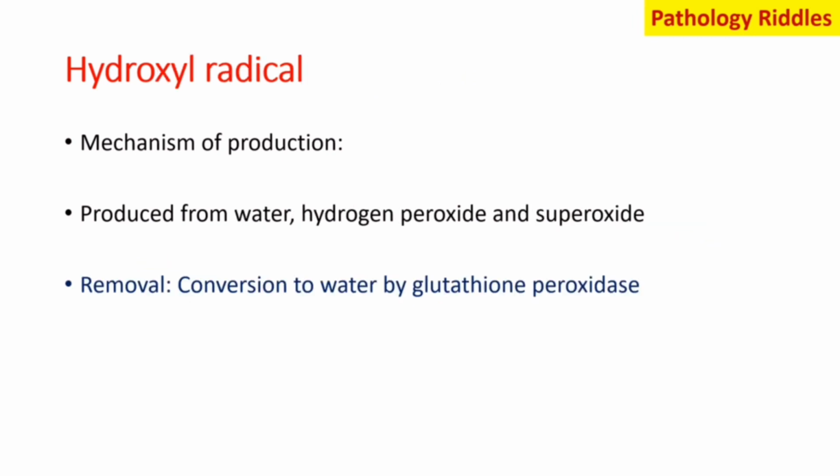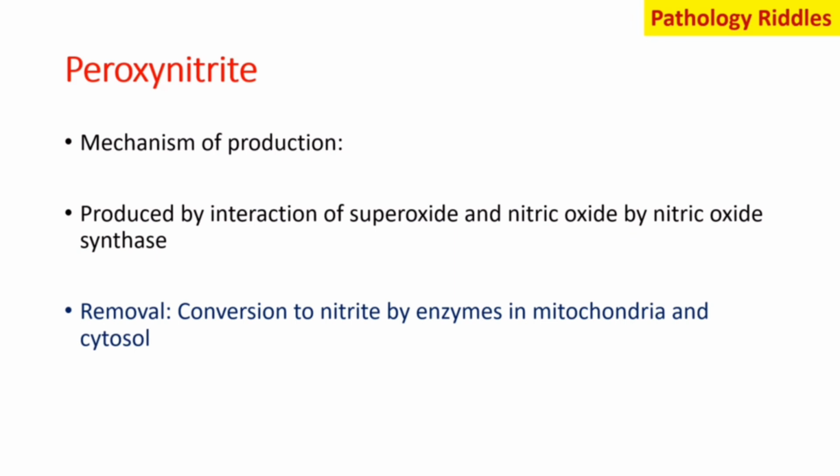The third reactive oxygen species is the hydroxyl radical. This is also produced from water, hydrogen peroxide and superoxide. And it is removed from the body by conversion to water by glutathione peroxidase. And lastly, we have peroxynitrite. It is produced by the interaction of superoxide and nitric oxide by the nitric oxide synthase enzyme. And peroxynitrite is removed by conversion to nitrite by enzymes in the mitochondria and cytosol.